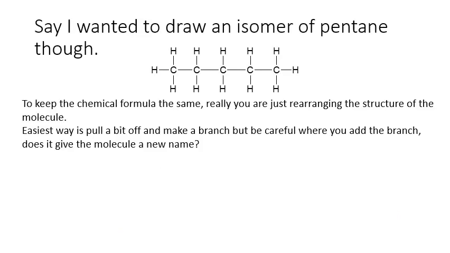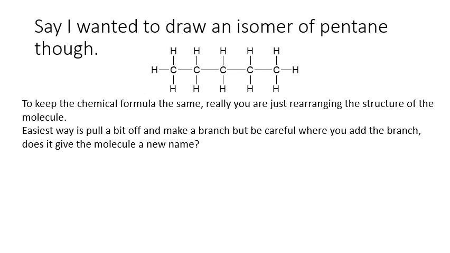Say I wanted to draw an isomer of pentane though. To keep the chemical formula the same, really you're just rearranging the structure of the molecule. The easiest way is to pull a bit off and make a branch, but be careful where you add the branch, because you need to ensure that the molecule has a new name.